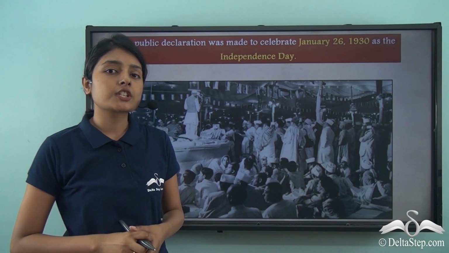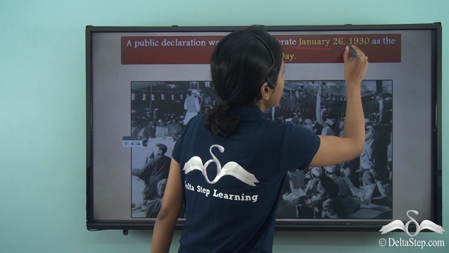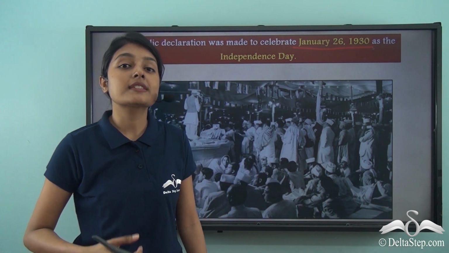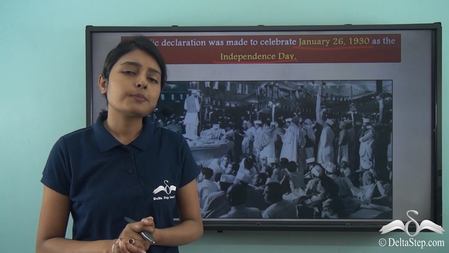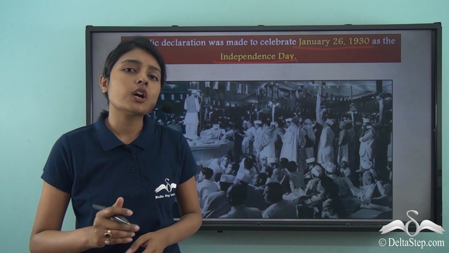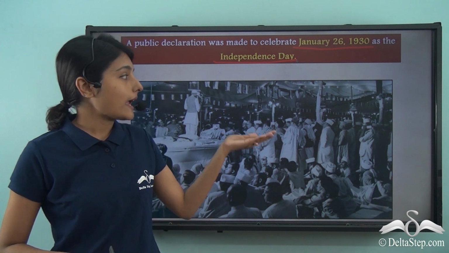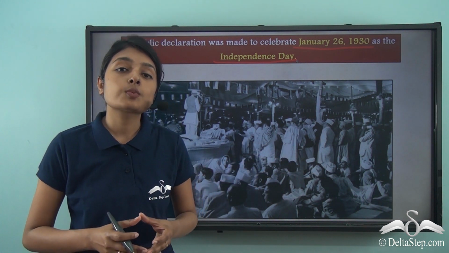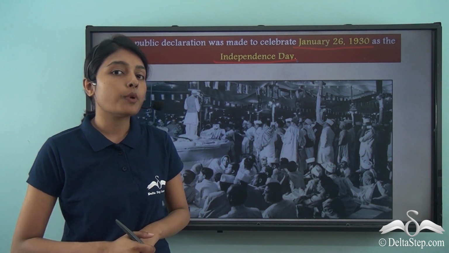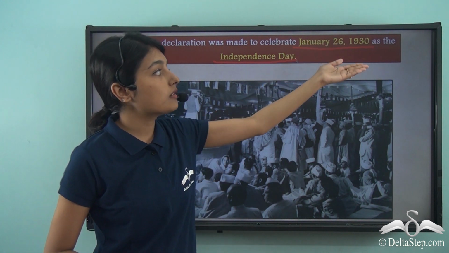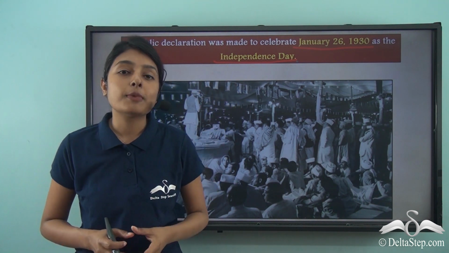Along with this Purna Swaraj Declaration, Jawaharlal Nehru also announced that January 26, 1930 was to be celebrated as the Independence Day of India. But you must be questioning that we know that India got its independence on August 15, 1947 from the British colonial rule. Well, at this point of time, after the Purna Swaraj resolution was made, the Congress leaders under the leadership of Jawaharlal Nehru now declared that January 26, 1930 should be declared and celebrated as the Independence Day.